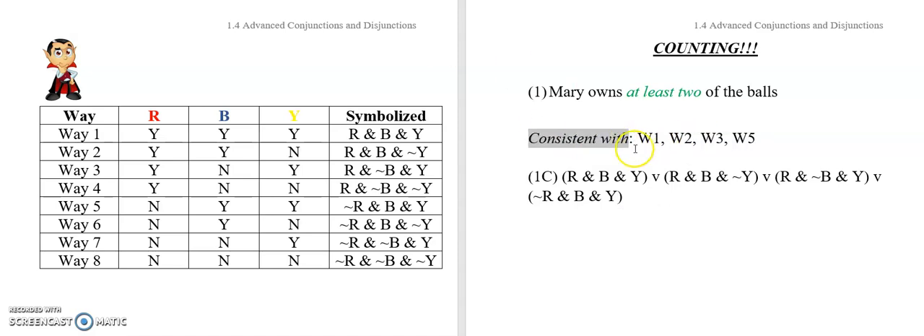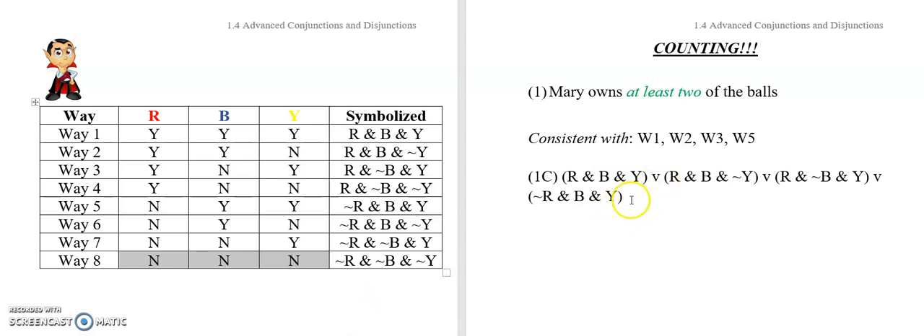So from the consistent with perspective, Mary owns at least 2 of the balls is this, and this whole statement is the translation of Mary owns at least 2 of the balls, right? One of these has to be the case, right? And so the parameter of the problem is that if you're way 1, you're not way 2, and if you're not way 3, and you're not way 4, and so on, right? You're one and only one of these, because notice it includes the case where you own none of them, okay?